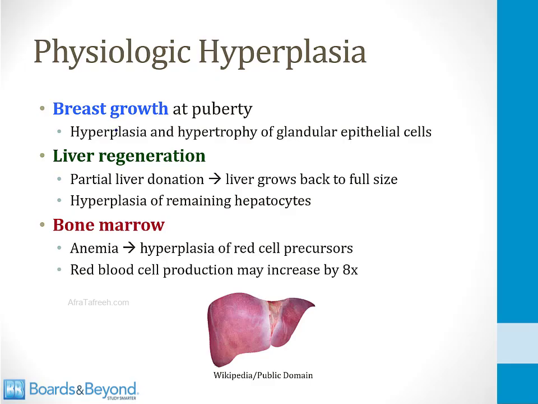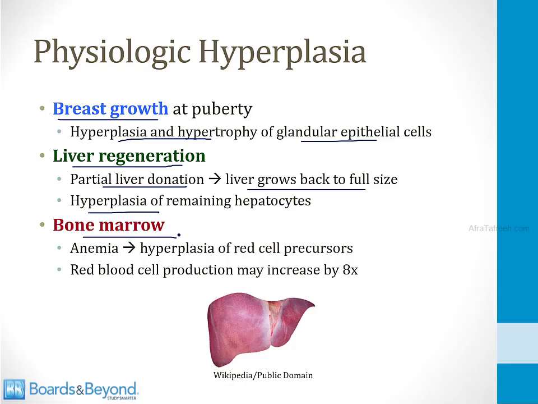Shown on this slide are some physiologic examples of hyperplasia. Breast growth in girls at puberty is due to hyperplasia and hypertrophy of glandular epithelial cells in breast tissue. Your liver, you may know, is capable of regeneration. Some people donate part of their liver to another person. When they do this, the liver grows back to full size, and that's because the remaining hepatocytes undergo hyperplasia.